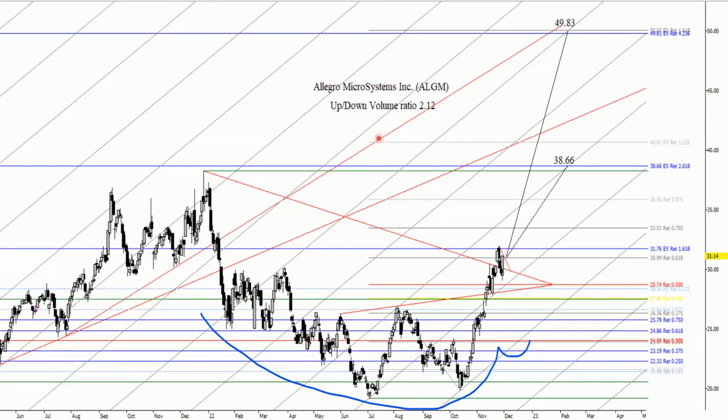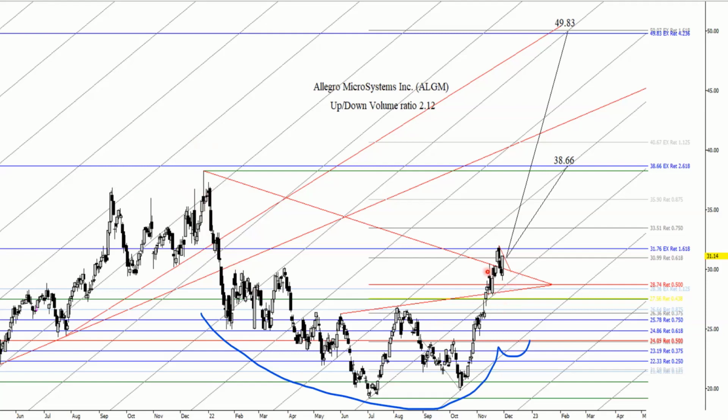Now, by the way, the up-down volume ratio on Allegro is 2.12. Massive accumulation on this thing. What has this done in terms of the numbers and everything else? Well, here we are. Of course, we had to put in new numbers again, too, by the way. We're not using the same numbers from before because we hit new lows. But here we are. Here's our cup.